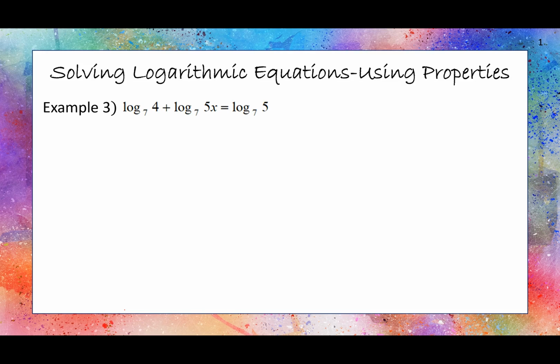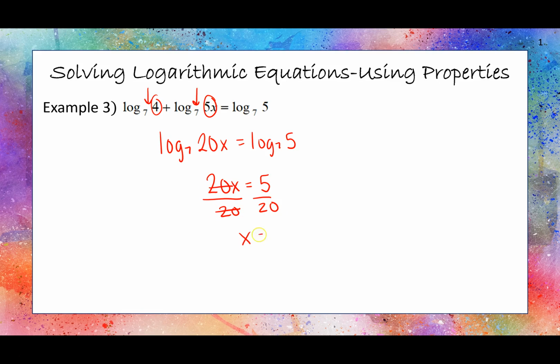Okay, now this next one you should say to yourself, addition is the same thing as multiplication in terms of logs if we have the same base. So I'm going to rewrite this as log base 7 of 4 times 5x, which is 20x, and that's going to be equal to my right side. Again, we can drop the log base 7s by the property of equality, and I get 20x equals 5. I'm going to divide by 20, and I get x equals 5 over 20, which is 1/4. I just divided all these by 5. And so you should be saying, hey, this isn't too bad at all.